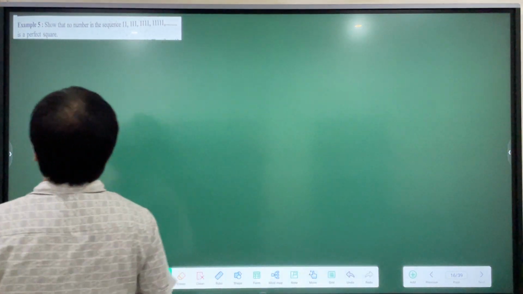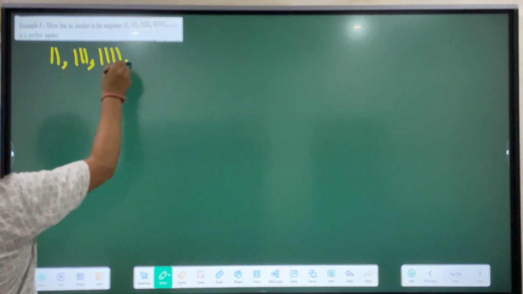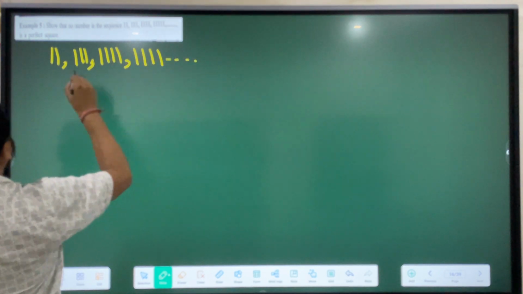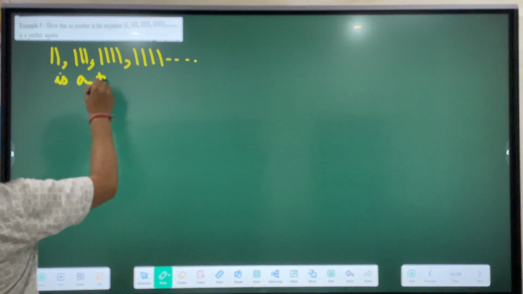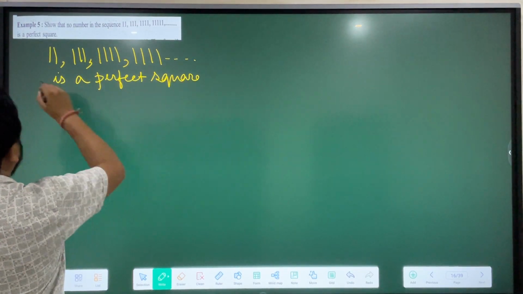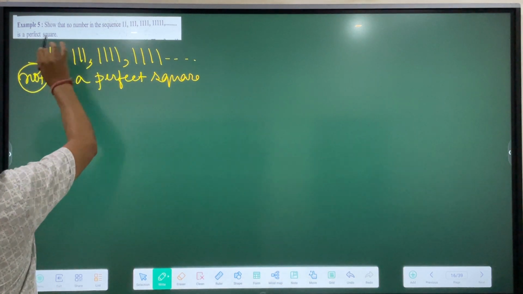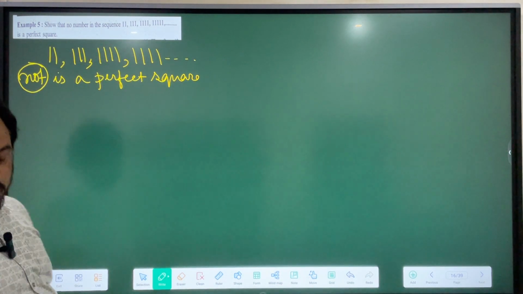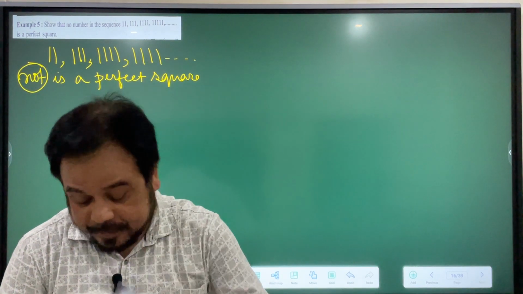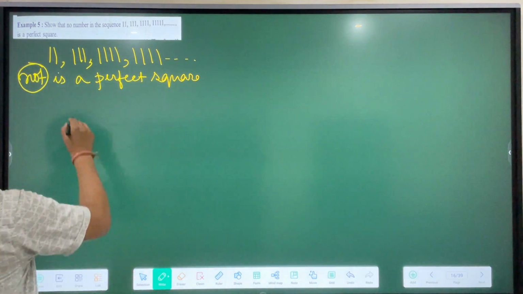Example number 5. Show that no number in this sequence 11, 111, 1111 like this is a perfect square. Perfect square, not perfect square. Why not? No number in this sequence is a perfect square. That means they are not perfect square. We have to show that. This can be done very easily.